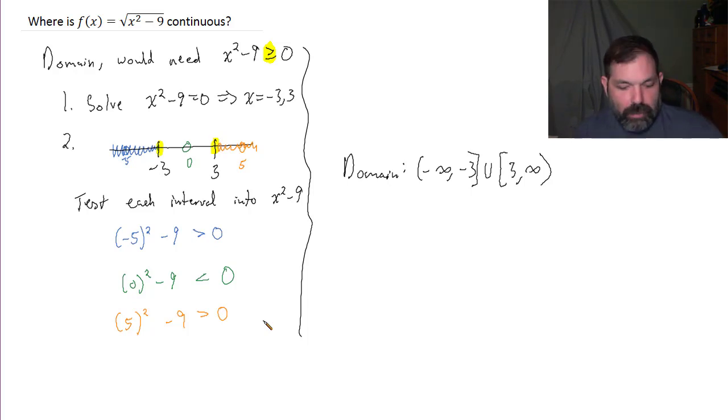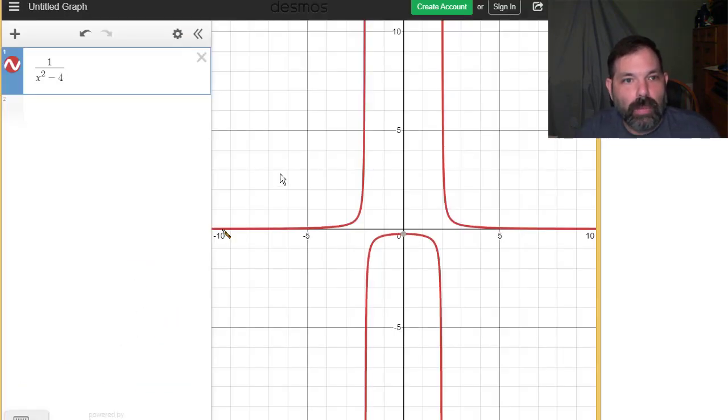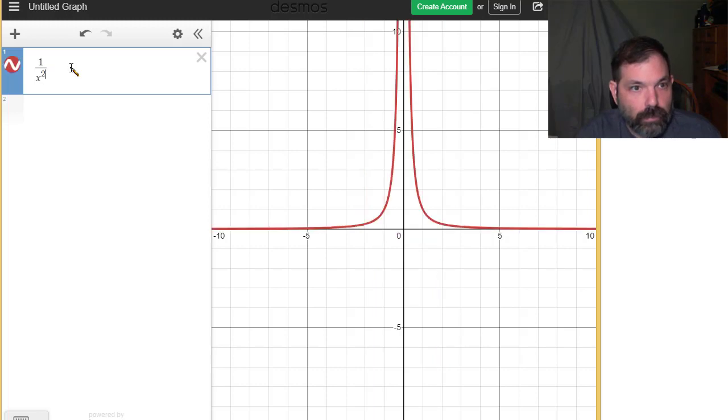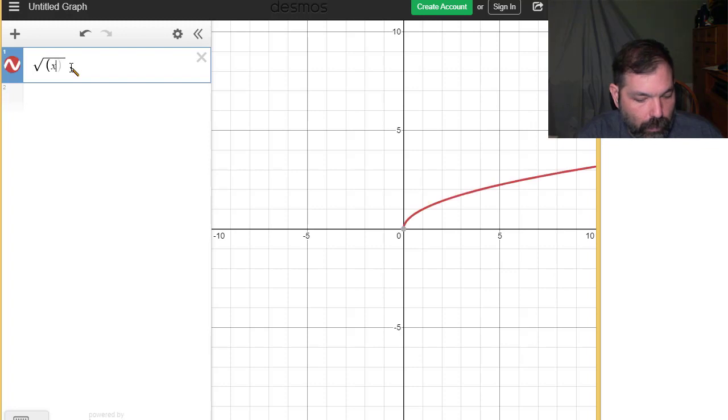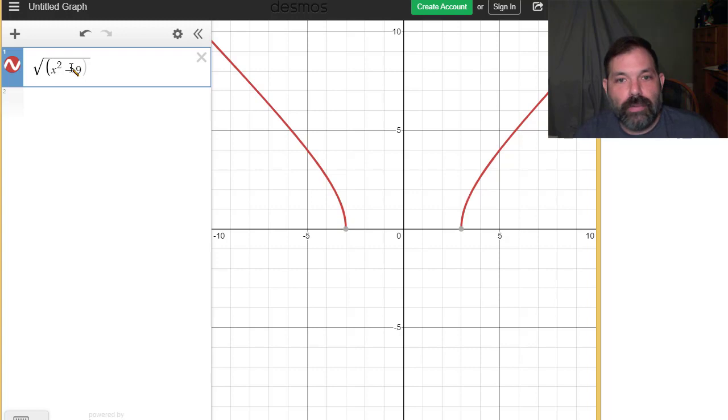And in fact, let's bring up Desmos again, and let's take a look at the graph of this function, square root of x squared minus 9. And there's the graph of that function, the square root of x squared minus 9. And what we can see is it continues off to the left, stops at negative 3, and we have a solid point at negative 3, 0. And then it picks back up at 3, 0, and continues to the right. It's continuous over its domain.